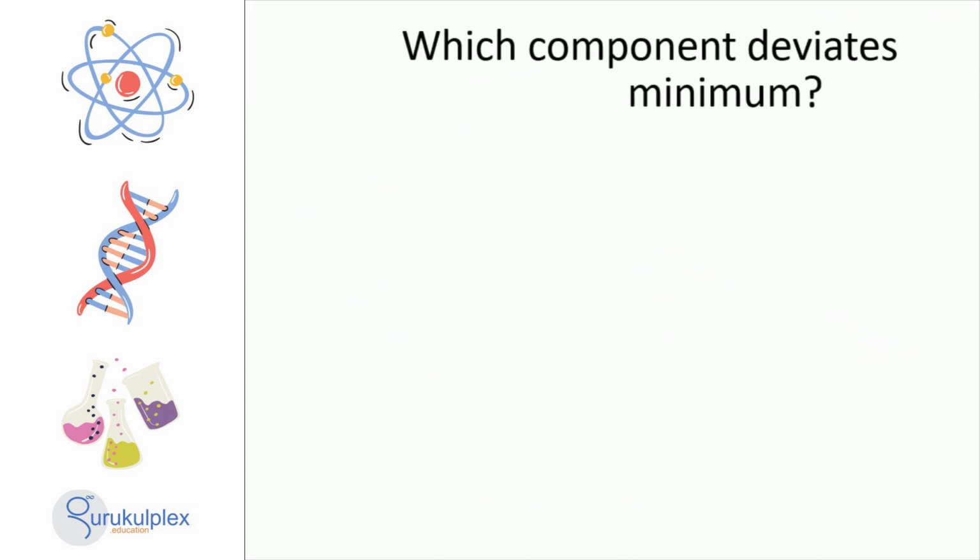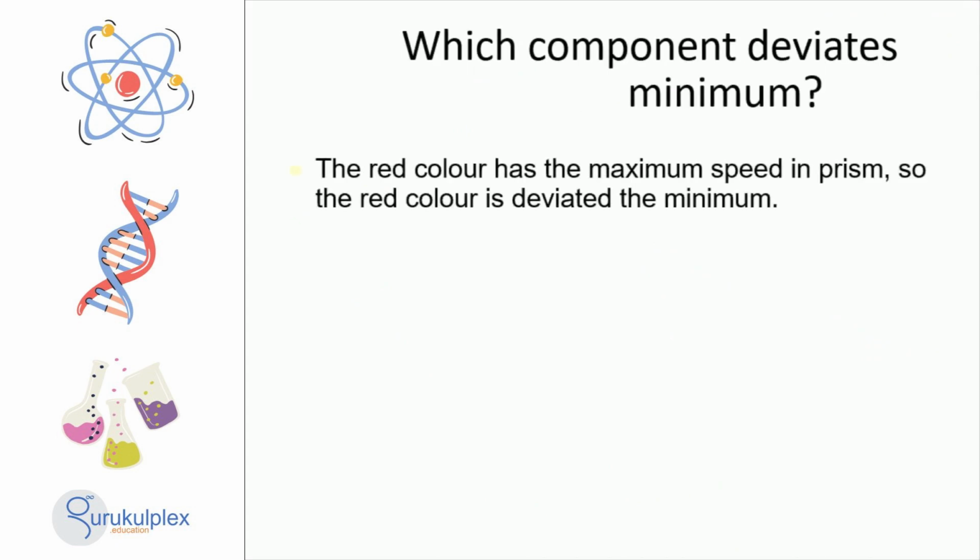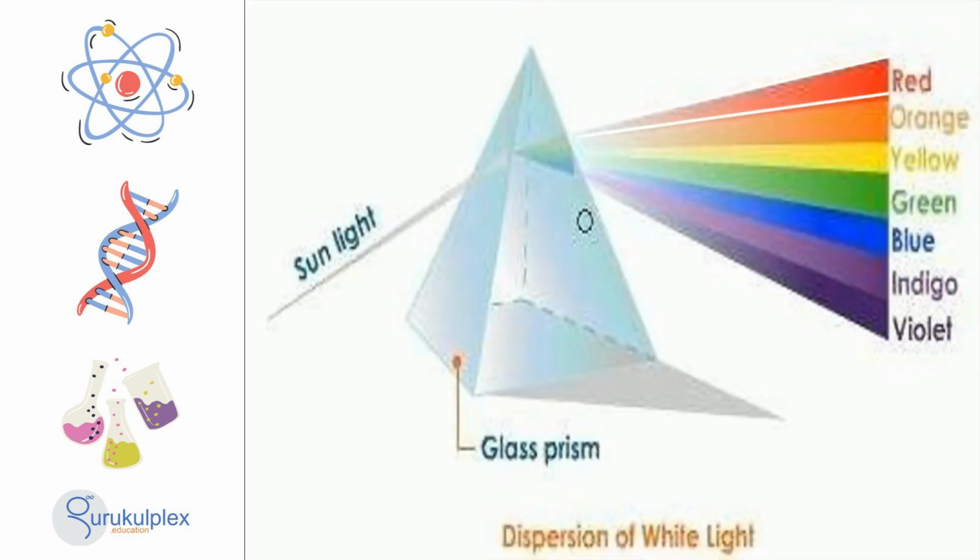Red has the highest speed in a prism so it deviates the least from its initial trajectory. This is how rainbows and prismatic light display the spectrum of 7 colors from red to violet, due to the varying refractive indices of the colors.